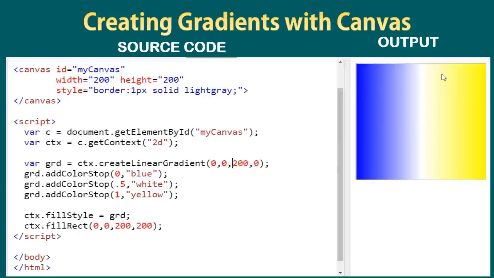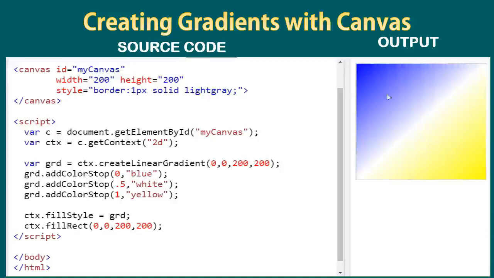If we want our gradient to be in a slanting manner like this, we can make the gradient fill from 0, 0 to 200, 200. So that the output will look something like this. So this is 0, 0 and 200, 200. So the entire thing is slanted to a particular angle.